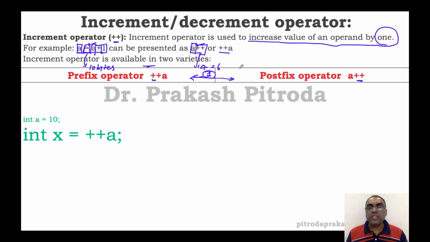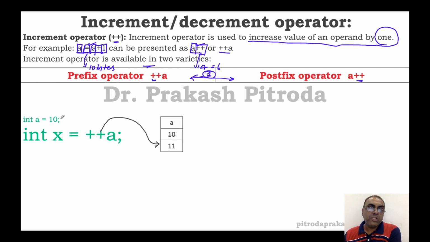So I have taken an expression x is equal to plus a. Now this is a prefix operator, so the plus has come before. What happens is, the moment I say a is equal to 10, the computer has stored a as 10 in the memory. This line has stored a and 10 in the memory.